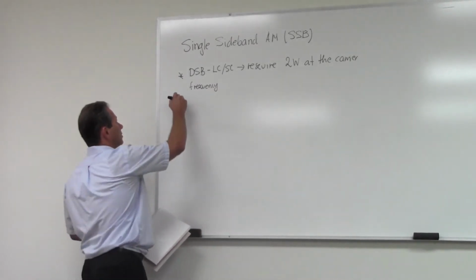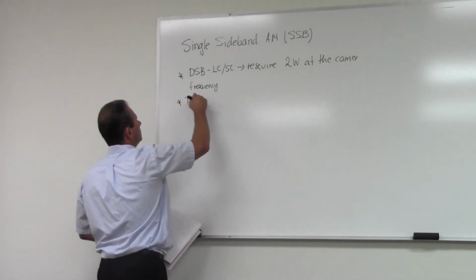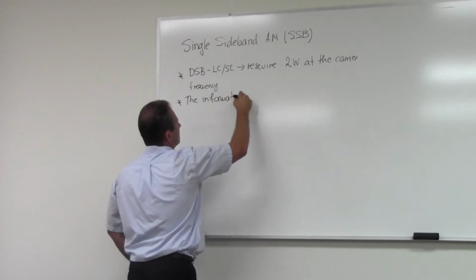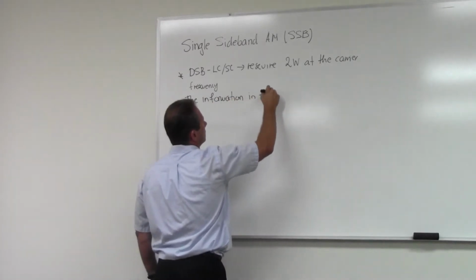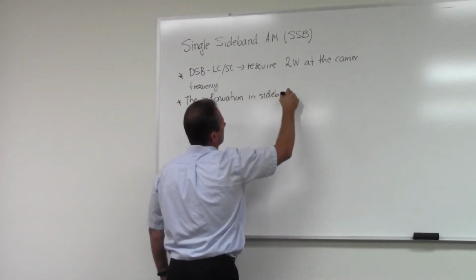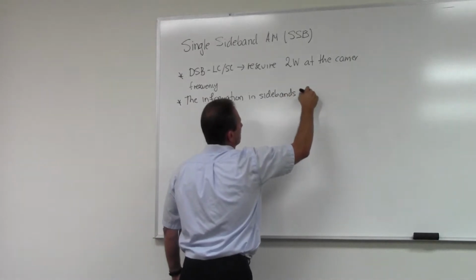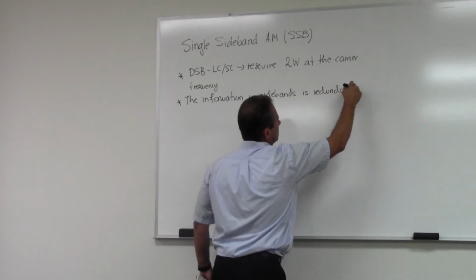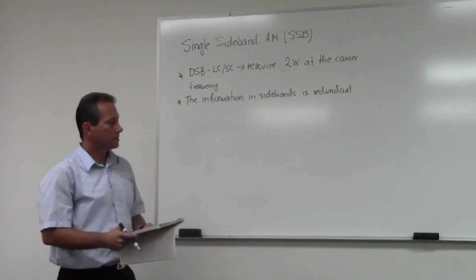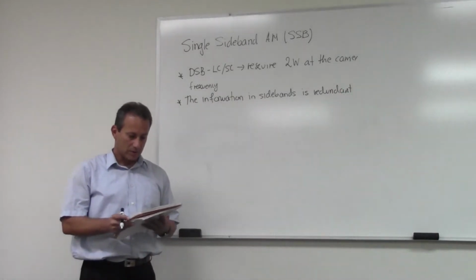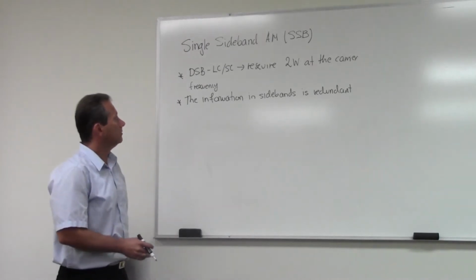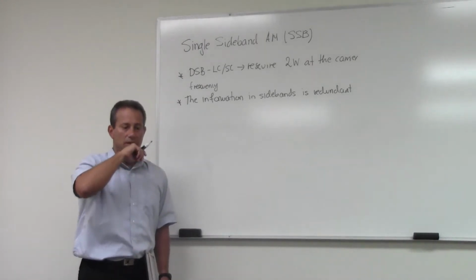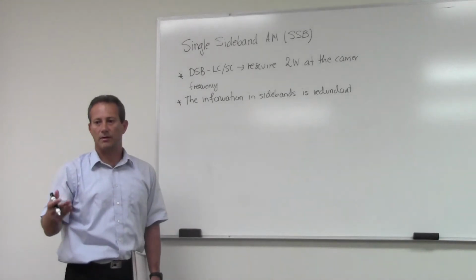So let me put that as a note as well. The information in sidebands is redundant. Which means that if I know what's in one sideband, I should be able to reconstruct what's in the other one without any ambiguity. Now, in a lot of cases, that is not a concern.